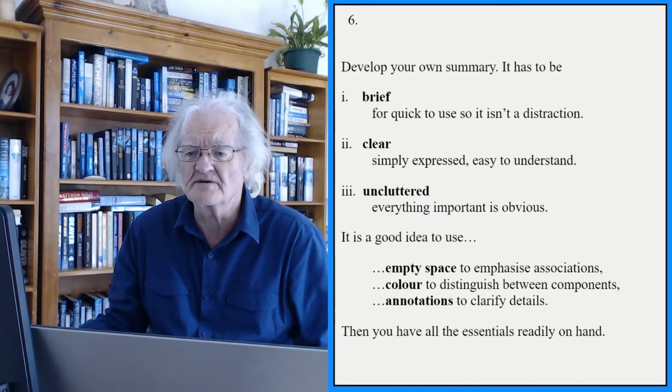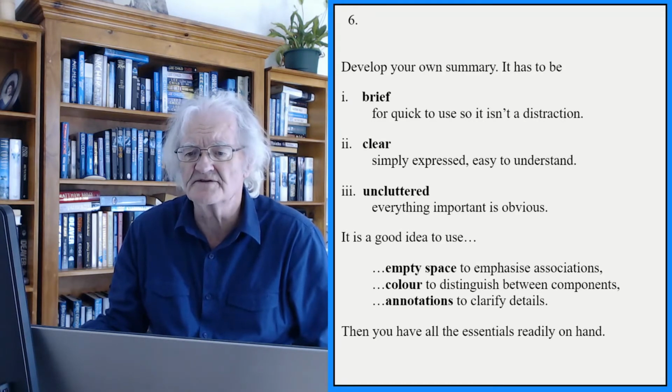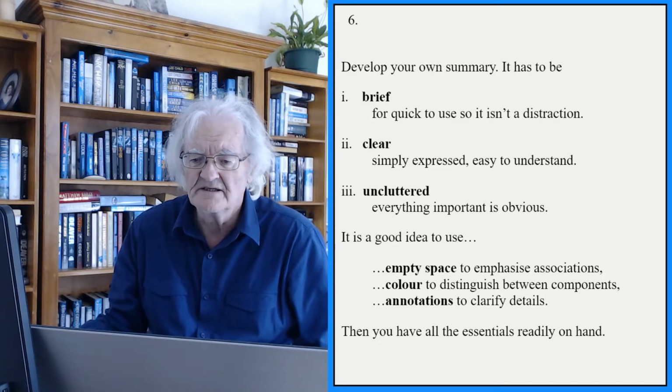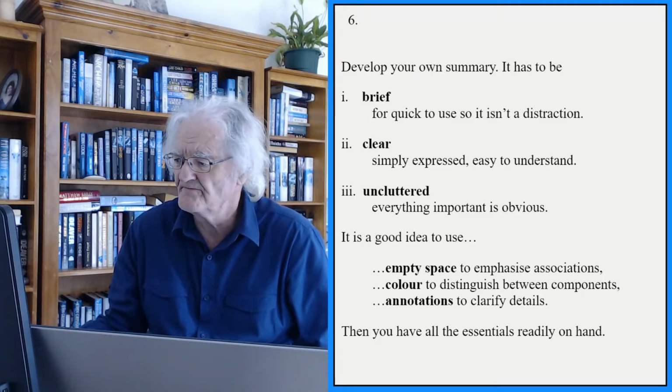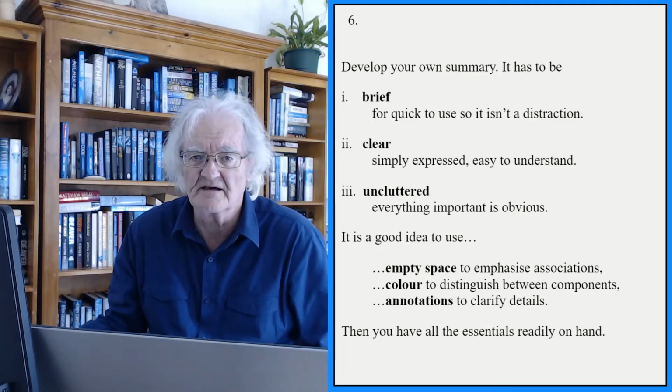Develop your own summary. It has to be brief for quick use so it isn't a distraction. It has to be clear, simply expressed, easy to understand. It has to be uncluttered. Everything important must be obvious. It's a good idea to use empty space to emphasize associations, colour to distinguish between components, annotations to clarify details. Then you have all the essentials readily on hand.